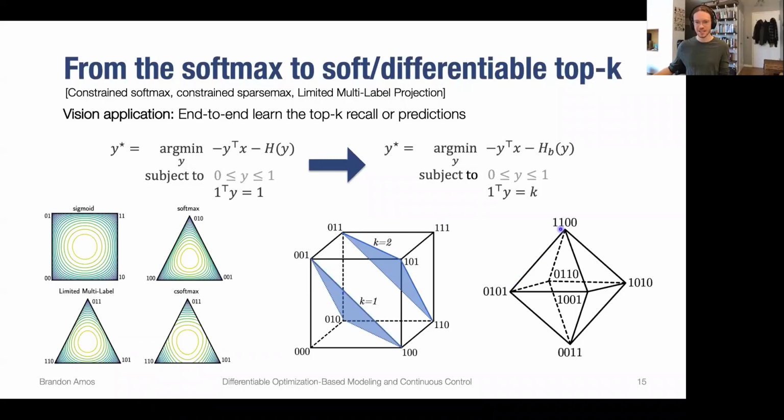So that's the idea: if you want to differentiate through the top K operation, you can just formulate it as this optimization problem and differentiate through this optimization problem. And I'll show an application of this in the control setting later in this talk.